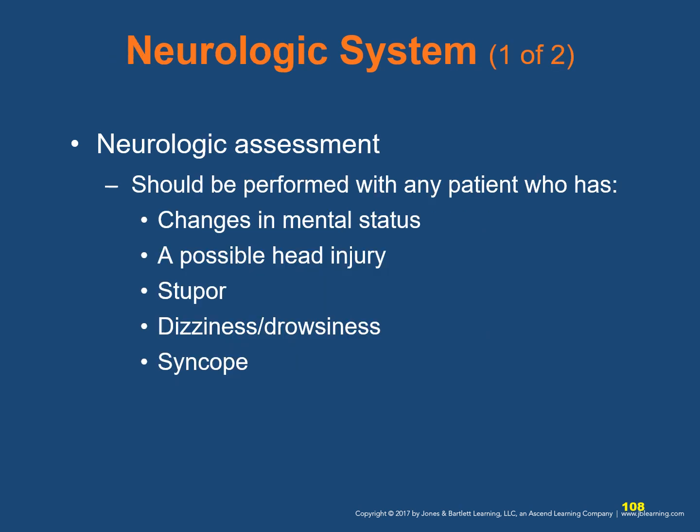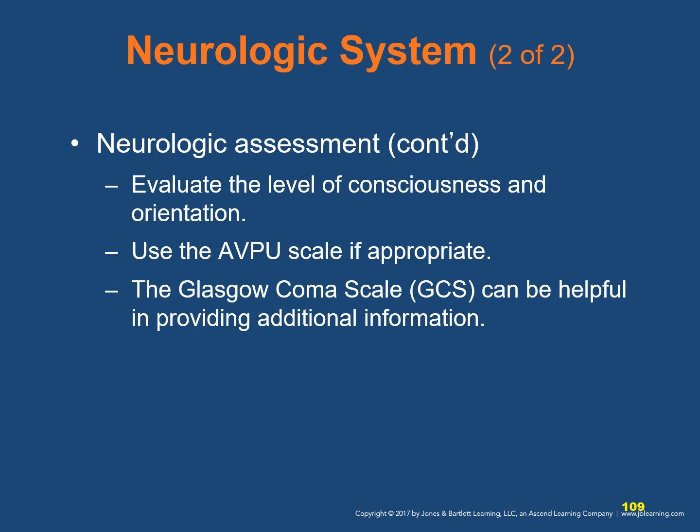With the neurologic system, a neurologic assessment should be performed anytime you're confronted with a patient who has a change in mental status, a possible head injury, stupor, dizziness, drowsiness, or syncope. Evaluate the LOC and orientation to determine the patient's ability to think. Use the AVPU scale if appropriate to determine the patient's mental status. Use the Glasgow Coma Scale, or GCS score, which can be helpful in providing additional information on patients with mental status changes. Use parameters that test a patient's eye opening, best verbal response, and best motor response.